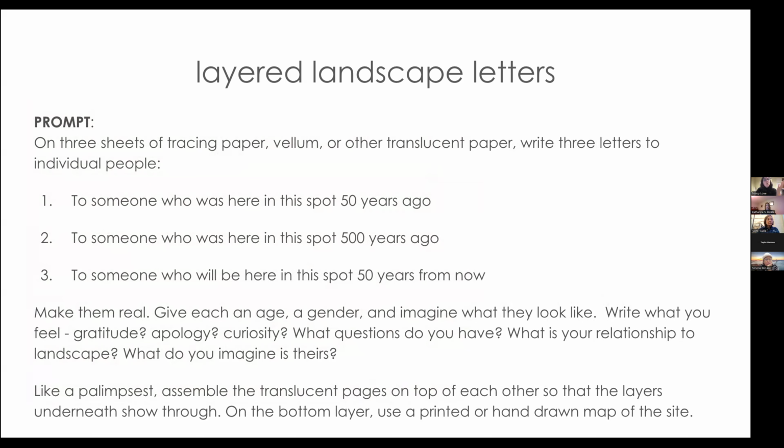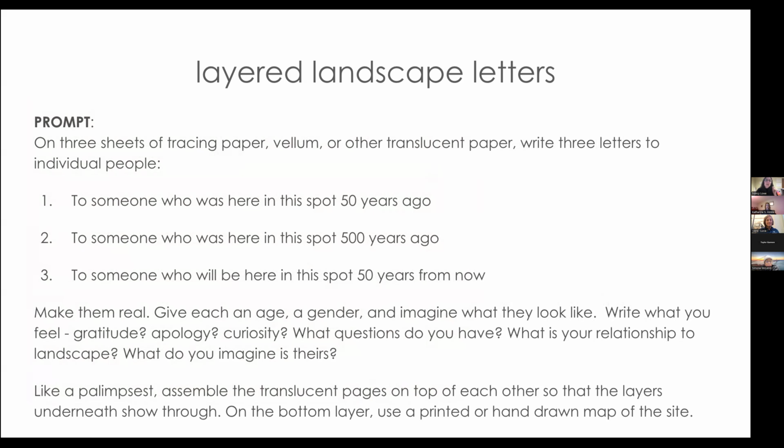And then you ask the students to use translucent paper like tracing paper or vellum, to write a letter to someone who was here in the same spot 50 years ago, to someone who was in the same spot 500 years ago, and someone who's going to be in that same place 50 years into the future. Or you can structure it however you want, but the point is to create some different layers of time.